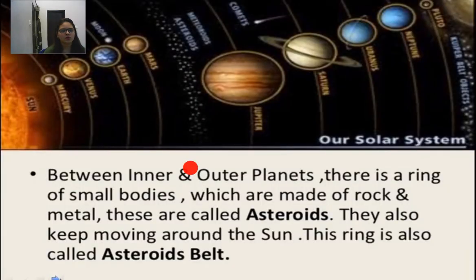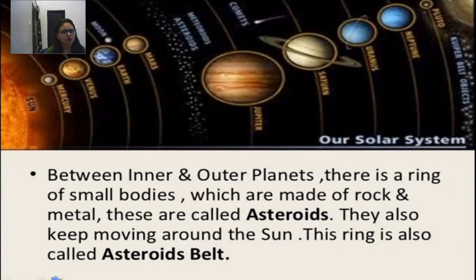Class 6, we are doing revision of our chapter number 1, which is solar system. In our previous video, we already discussed the solar system, the constellations and many more points. Today we will do the rest of the terms, and the first is between inner and outer planets. In our previous lecture also we discussed what are inner planets and what are outer planets.